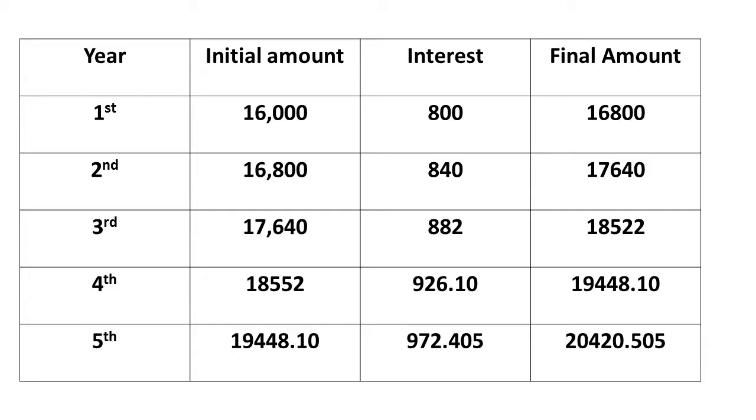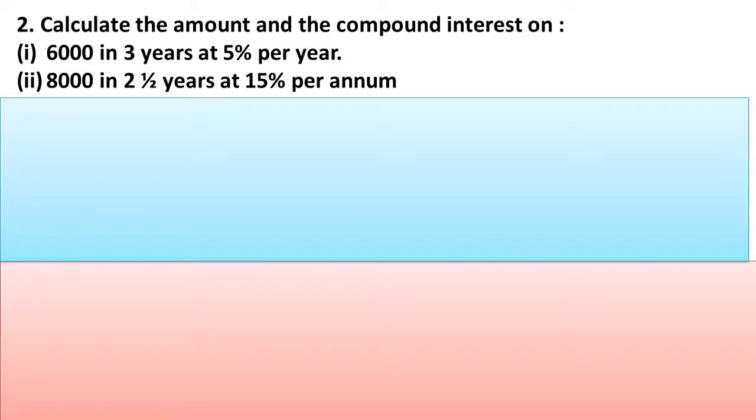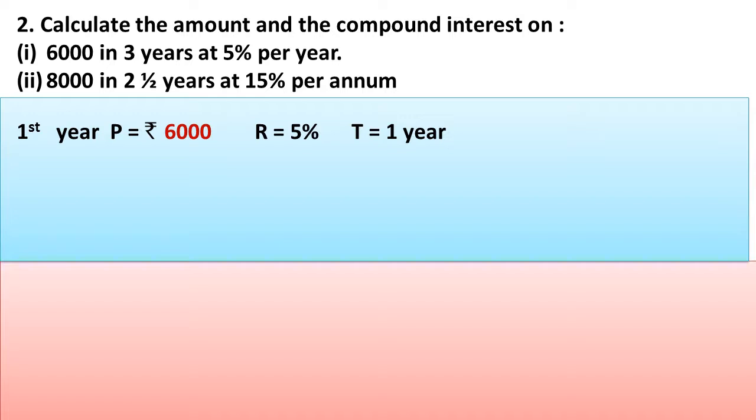I hope by this you have got an idea how to calculate compound interest. Question number 2. Calculate the amount and the compound interest on rupees 6,000 in 3 years at 5% per annum. Sub question 2, rupees 8,000 in 2.5 years at 15% per annum. First, let us consider the first sub question. Principal is given as 6,000, rate is 5%. Use the formula I is equal to PTR over 100. So the interest at the end of the first year will be equal to 300.